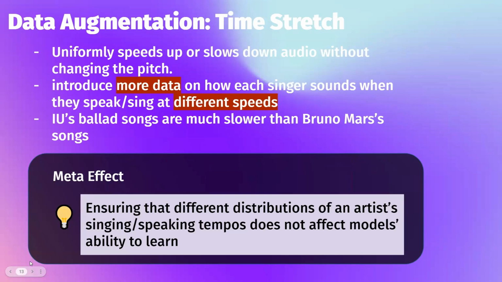We introduced this augmentation to increase the amount of data we have on each singer and what they sound like at different tempos and different speeds. This is particularly important because IU sings a lot of ballad songs, which are a lot slower than Bruno Mars's more upbeat, faster-paced songs.